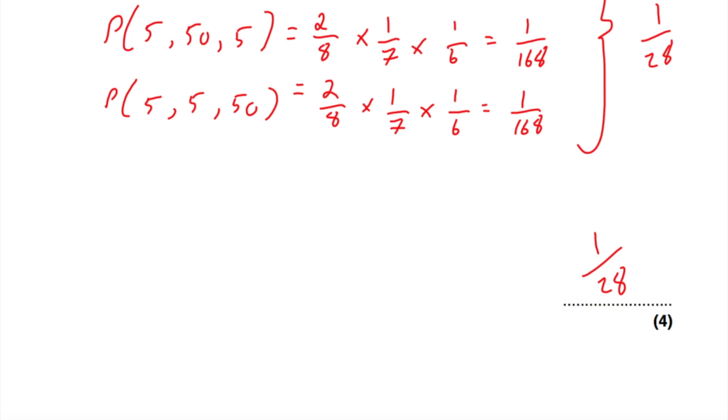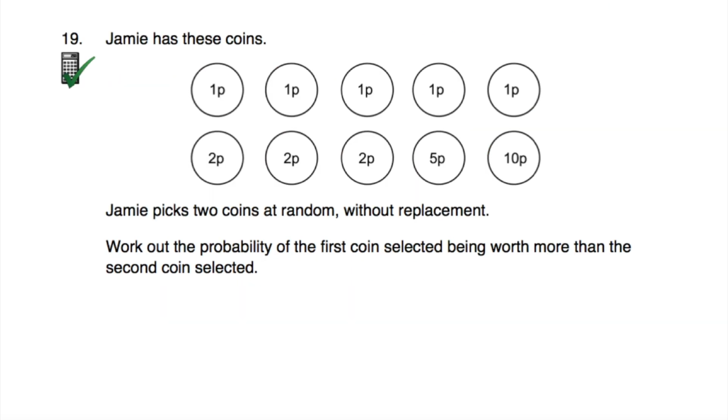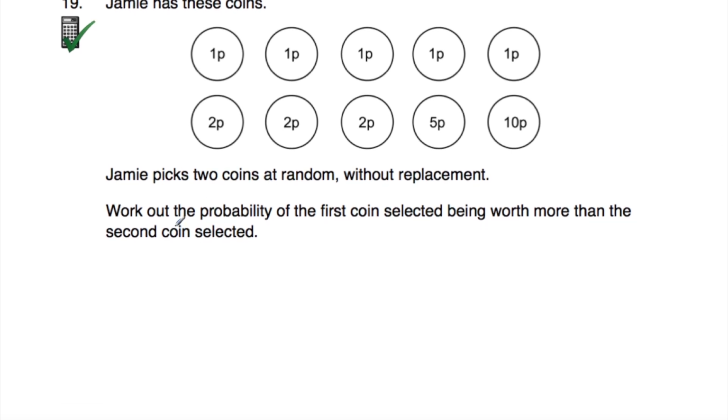Okay, let's have a look at our next question. So question number 19 says, Jamie has these coins. He's got 1, 2, 3, 4, 5 1p coins. He's got 3 2p coins, a 5p coin, and a 10p coin. And Jamie picks 2 coins at random without replacement. And we've been asked to find the probability that the first coin selected is worth more than the second coin selected. So what I'm going to do here is write down the possible options. So the first coin selected is worth more than the second.